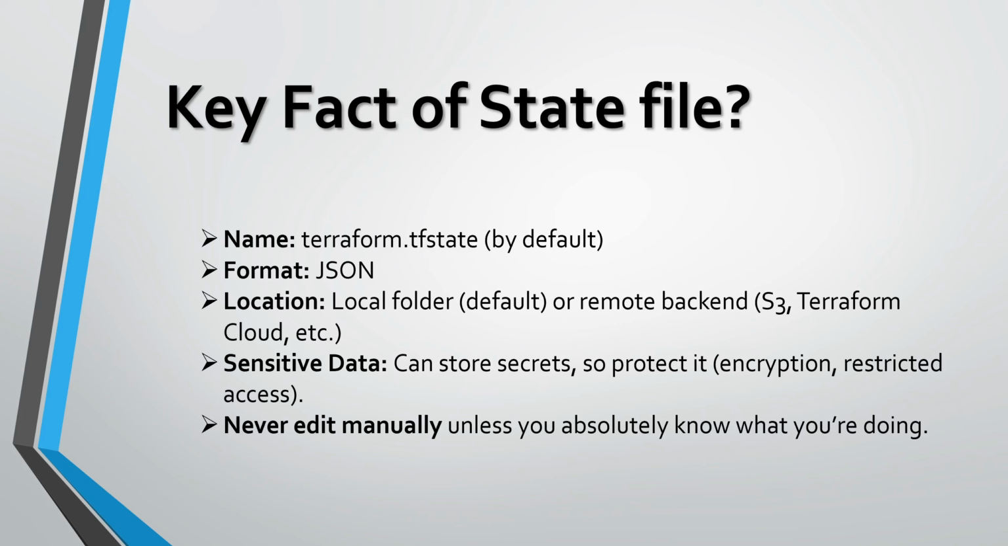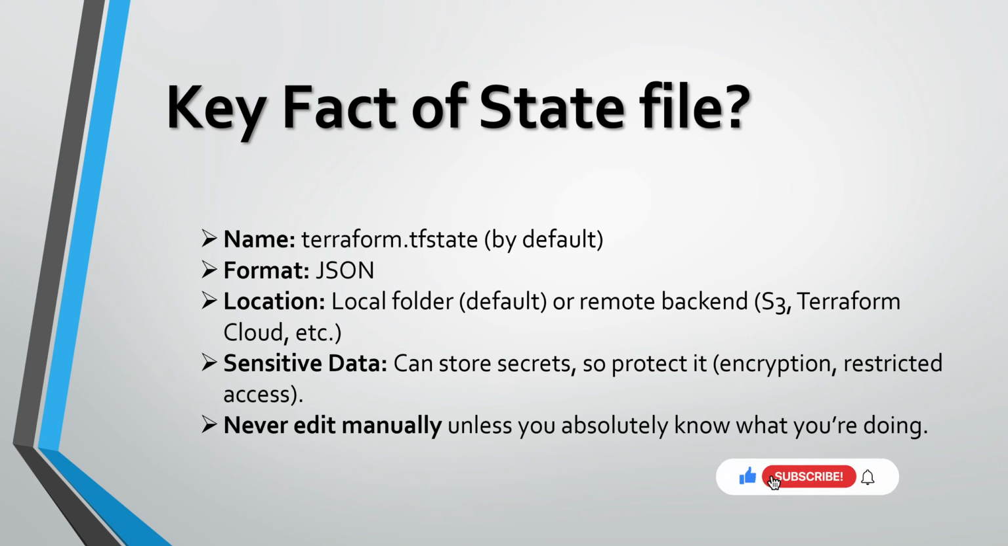Now, key facts of the state file. When you are executing a script using Terraform, and Terraform runs that script and launches the resources, then Terraform automatically creates a terraform.tfstate. So your tfstate name by default is terraform.tfstate, its format is a JSON file, and you can store it in a local folder or a remote backend like S3, Terraform Cloud, etc.